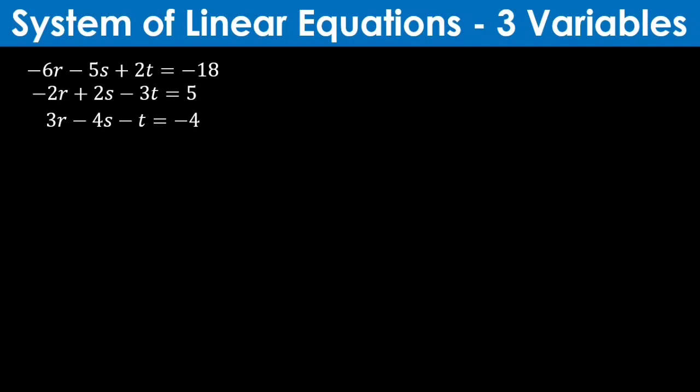This video will focus on finding the solution of systems of linear equations in three variables. We have this linear equation here with variables r, s, and t. So the first thing we do is to identify our equations and name them. Say this is our equation 1, equation 2, and then equation 3. What we're going to do next is to pair two equations and eliminate one of the variables.